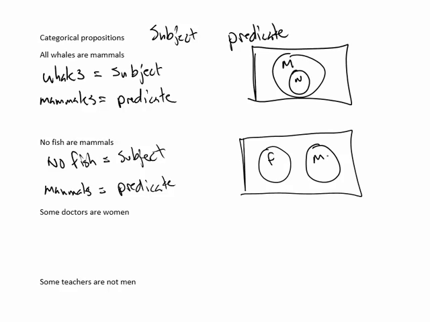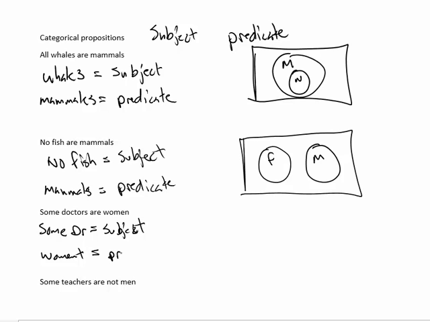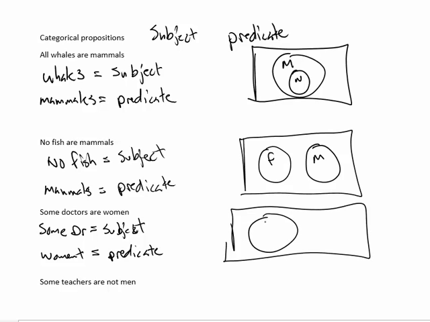Okay, then we have, let's see, some doctors are women. So some doctors would be our subject set, and women would be our predicate set. This is the one we looked at that was overlapping. So we had doctors and we had women, and then there was some overlapping between the two categories.